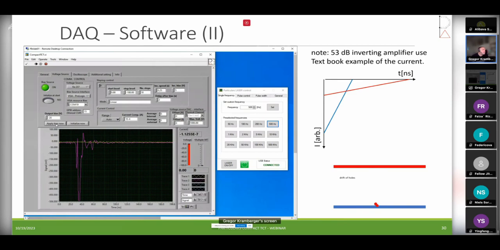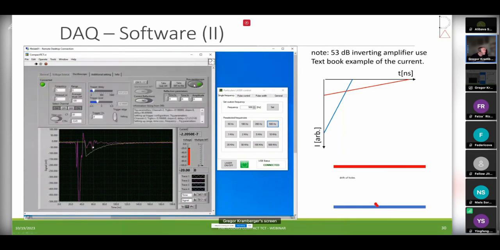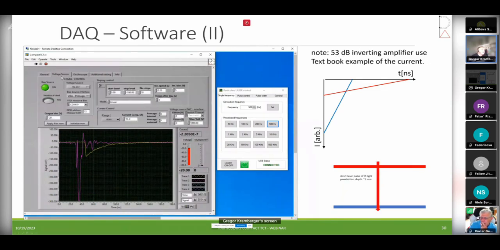What is interesting here, maybe you noticed, or you haven't noticed but you will notice it now, is that the polarity is different. The reason is that in the previous example we used a 35 decibel amplifier, and now it's a 53 decibel amplifier. And this one is inverting. So don't get confused about the polarity. This is what we are actually simulating. And now we'll run the scan.